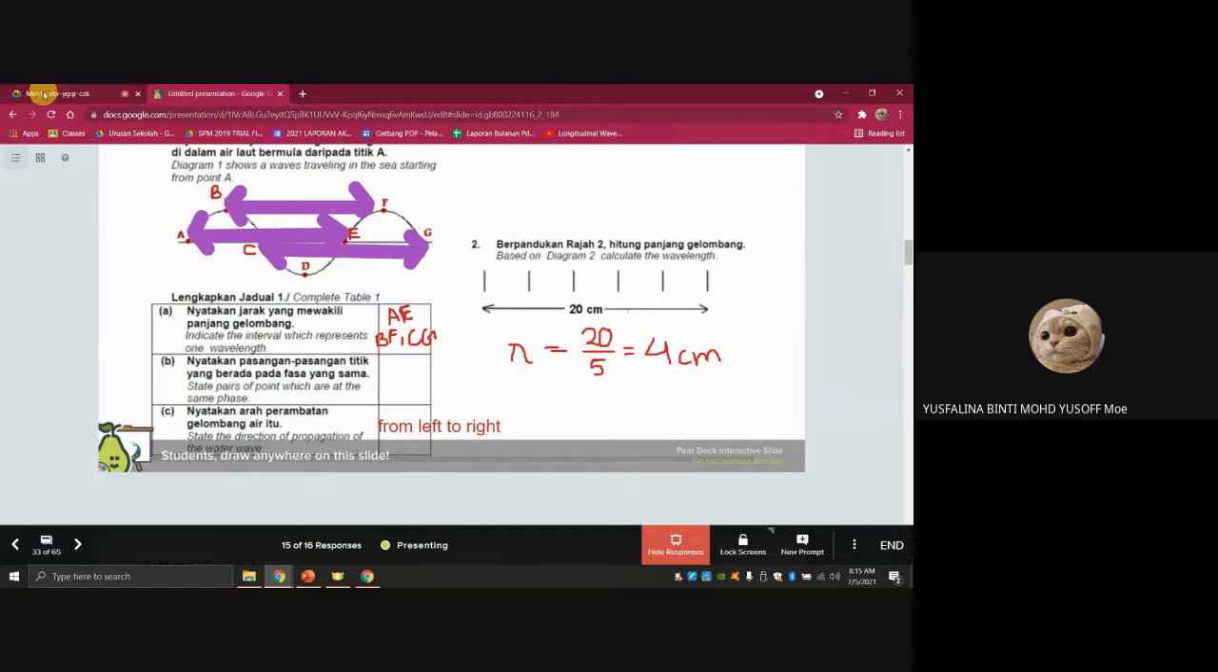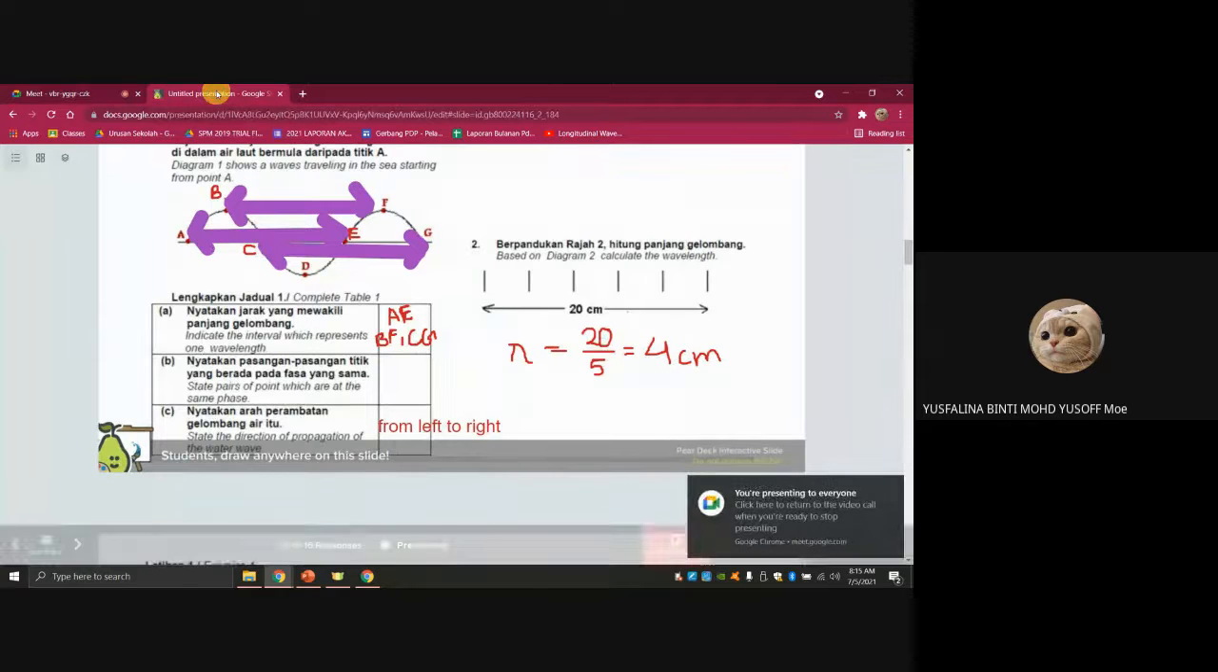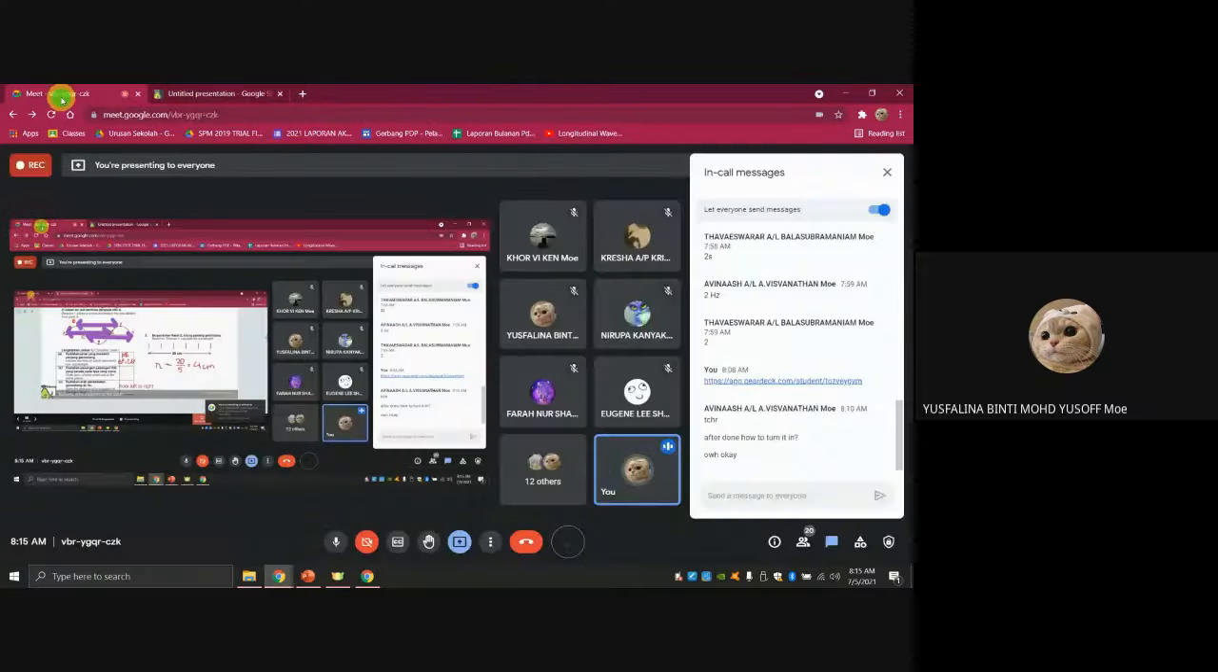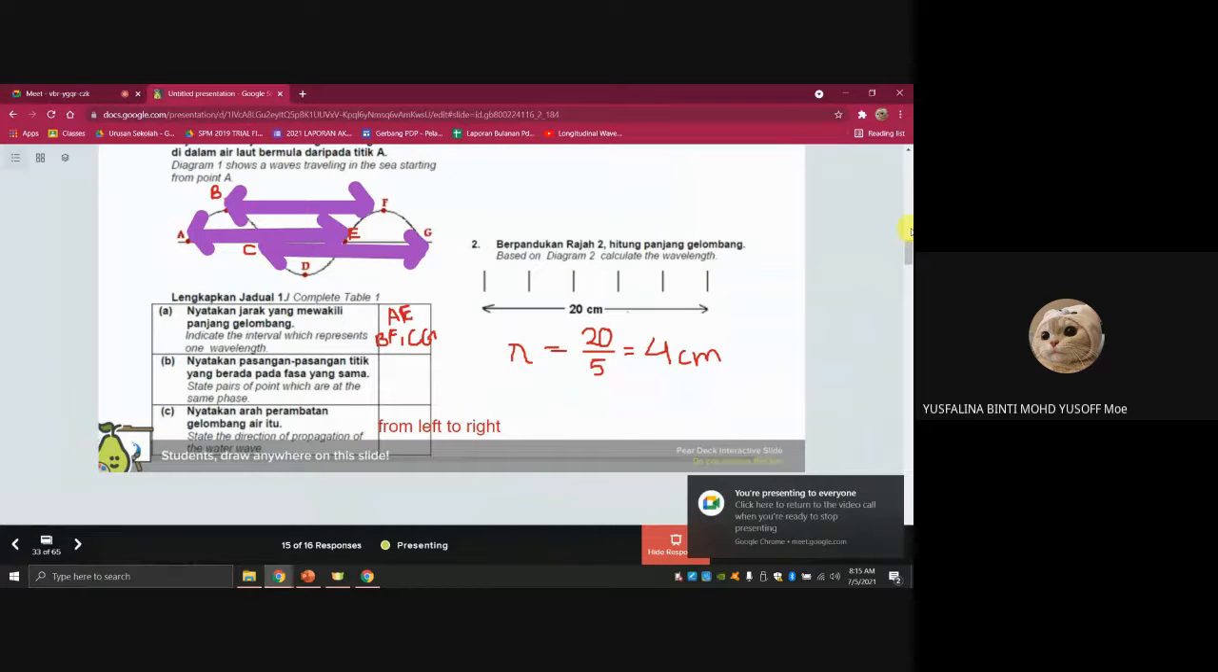Maybe you can see my screen. It means you have to open 2 screens next to each other. The first one I will present using my Google Meet, and the second one is your screen for your answer. This one is actually 5 wavelengths. 1, 2, 3, 4, 5. So 20 divided by 5, you will get 4 cm. The answer is 4 cm.